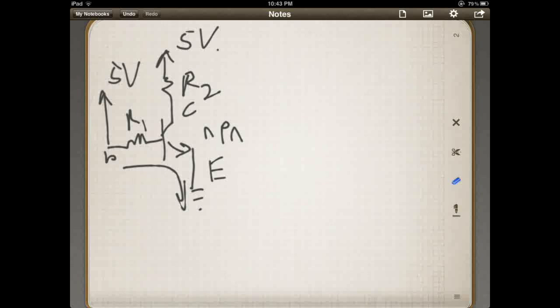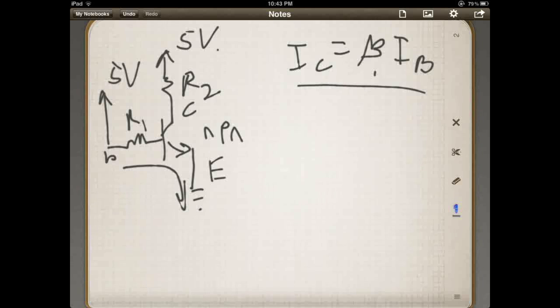But what you have to remember is that your collector current, IC, is equal to beta times your base current, IB. That is a very simple but very useful equation. Your beta is your DC current gain. When I looked at a data sheet, which we'll look at in a minute, I tore that thing up trying to find this. I was like, where's beta? Where is beta?